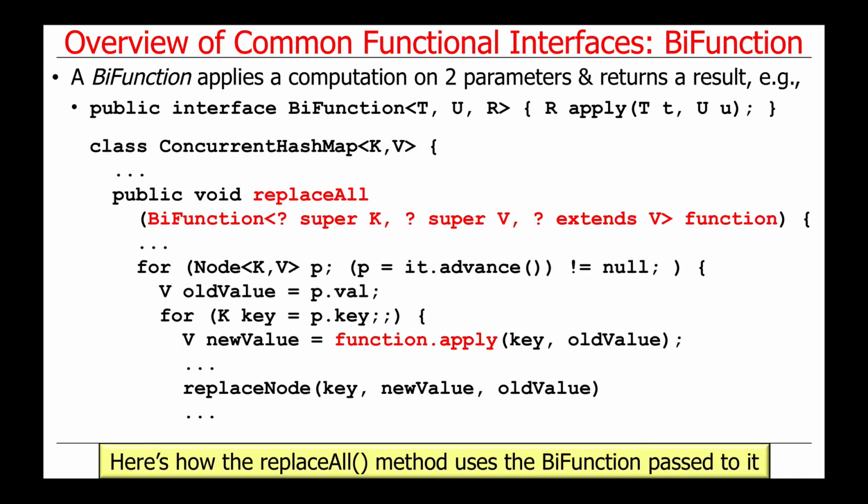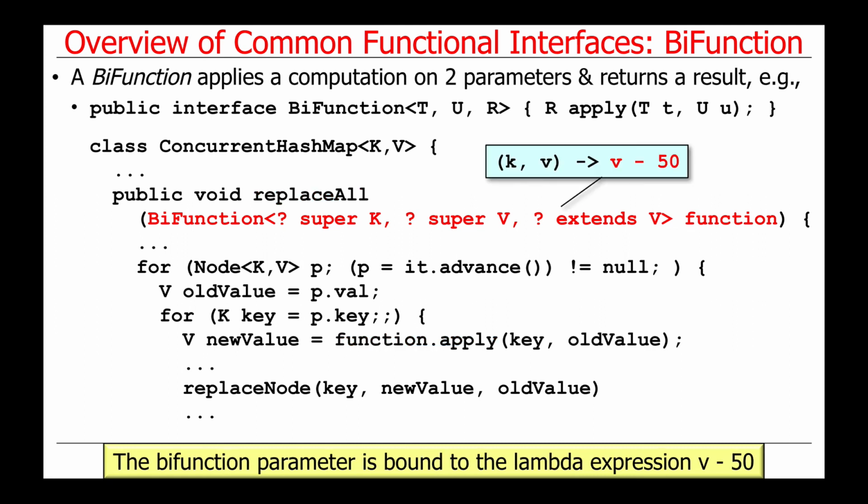Here's what the code looks like. If you were to peek under the hood, you would see that replace all is going to take a BiFunction where it's going to have the key and the value. And then internally, when we call this replace all method, we're going to pass the lambda expression where we're going to say the value will be updated to be value minus 50.